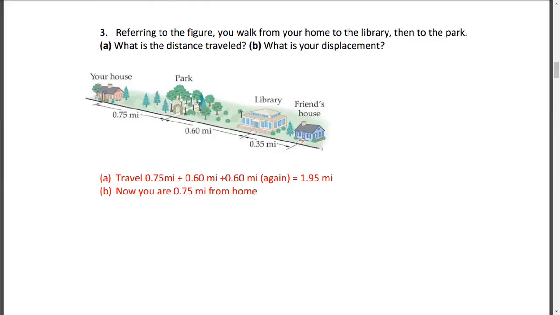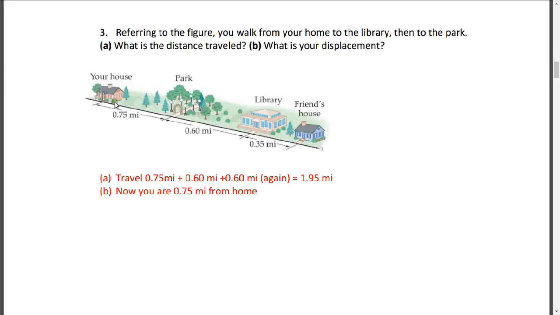Number 3, you walk from your home to the library, then to the park. What is the distance traveled and what is the displacement? So there's a difference, remember, between distance and displacement. Displacement is your final position minus your initial position.